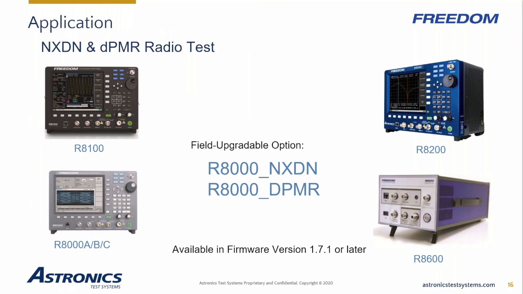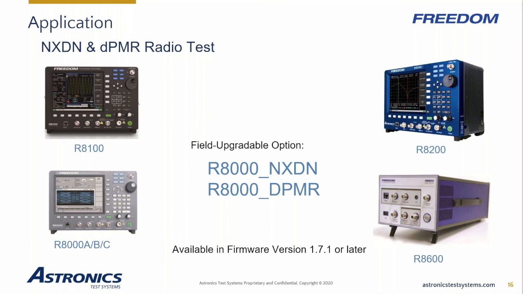Now, before we go into the actual demo and we show you how to connect the radios and how to test them, what I want to share with you is basically that these are the products that we have in our portfolio. Maybe you already have one or the other. We have from the R8000 A, B, or C to the 8100, the 8600, or the new 8200. All of these units can run the NXDN and dPMR options to do digital testing, and also you can do AutoTune with our units. You have to make sure that you have the latest software release on these units.